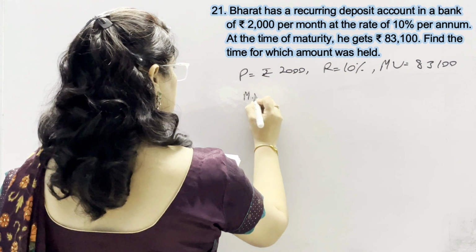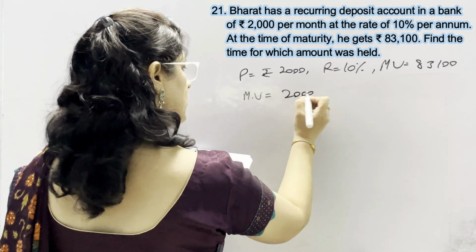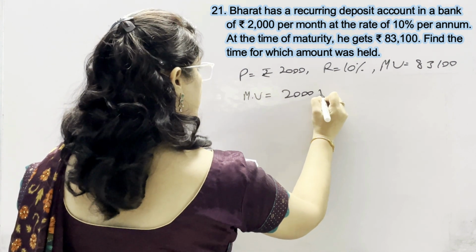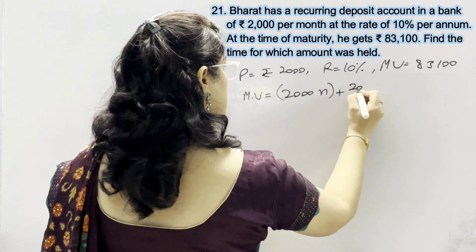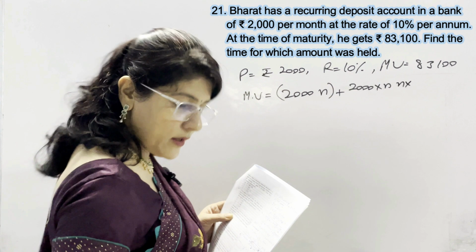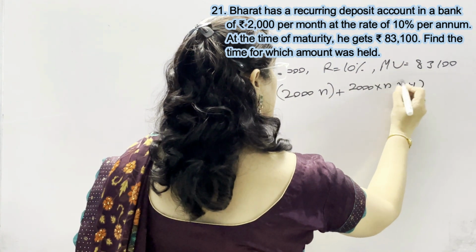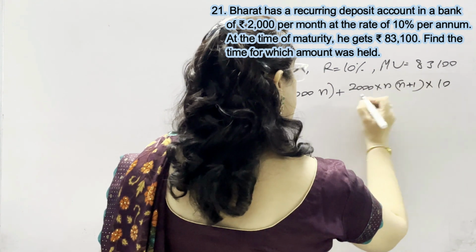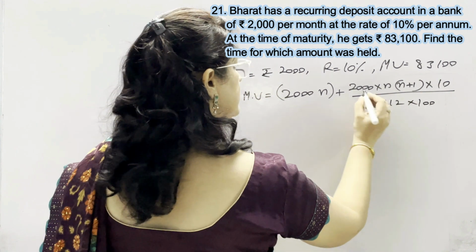So maturity value is equal to P into N. So 2000 we know the value of P, but we don't know N. So we will write it as 2000 N plus then P into N into N plus 1 into rate is given as 10 upon 2 into 12 into 100.